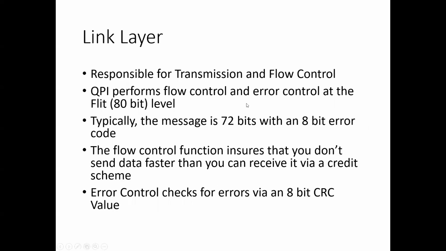The link layer is responsible for transmission and flow control. Basically, it performs these at the FLIT or 80-bit level, and typically the message is 72 bits with an 8-bit error code. The flow control function ensures that you don't send data faster than you can receive it via a credit scheme. The error control checks for errors via an 8-bit CRC value.